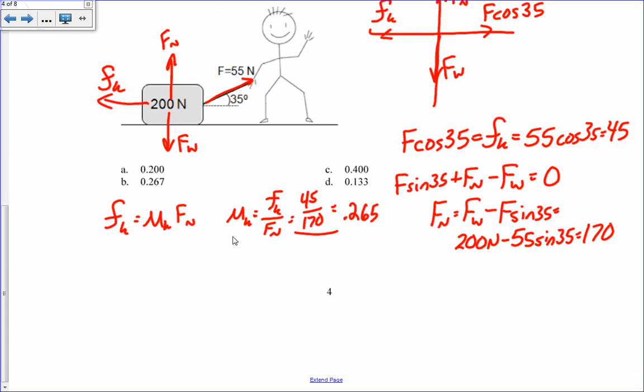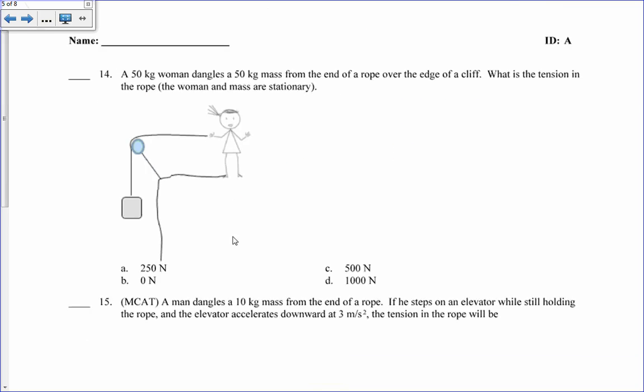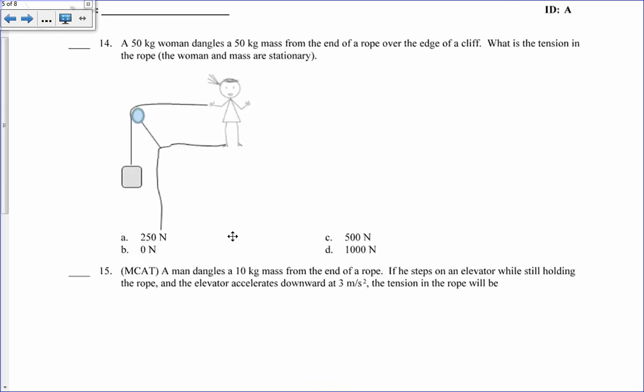All right, a 50 kilogram woman dangles a 50 kilogram mass from the end of a rope over the edge of a cliff. What is the tension in the rope? And the woman and the mass are stationary. All right, this was similar to the tree problem where you're pulling on the rope. All we need to know for the tension is that the force of weight here and the tension here are equal and opposite.